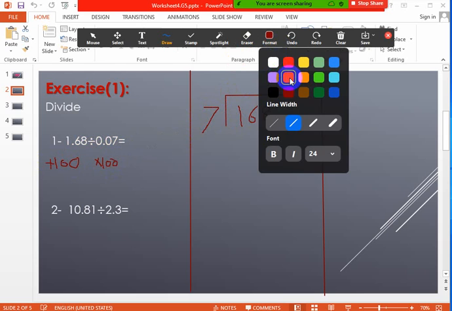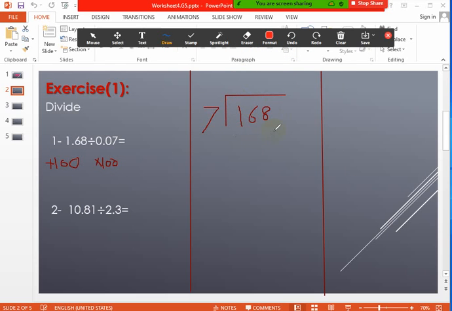Now, can I divide this number by this one? Yes, of course. It's easy for me to divide a multi-digit number by a one-digit number. Let's see the answer. First I want to divide 1 by 7. Can I divide 1 by 7? No, I can't. So I have to take the 6 with the 1, so it will be 16. 16 divided by 7.